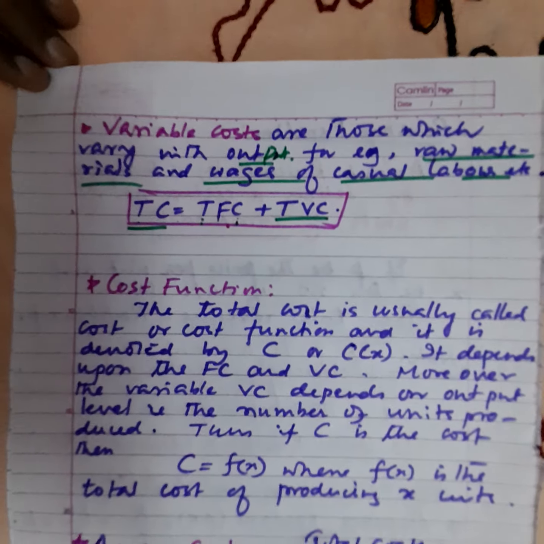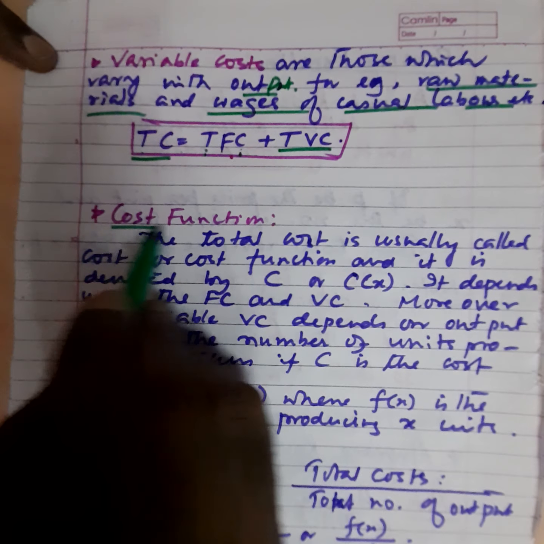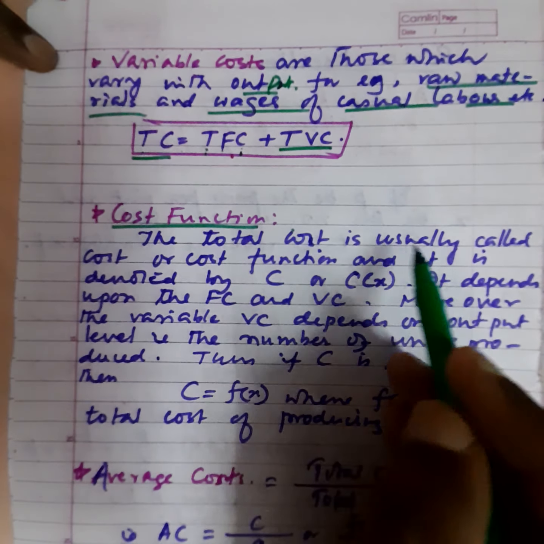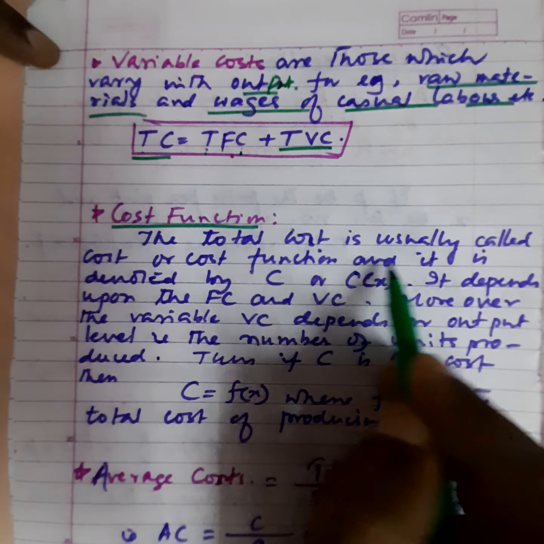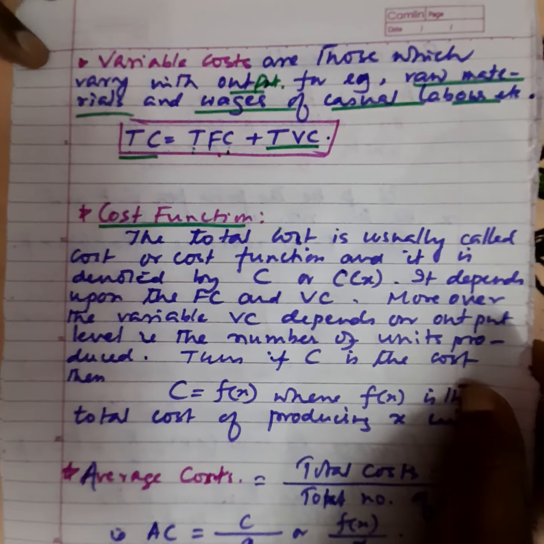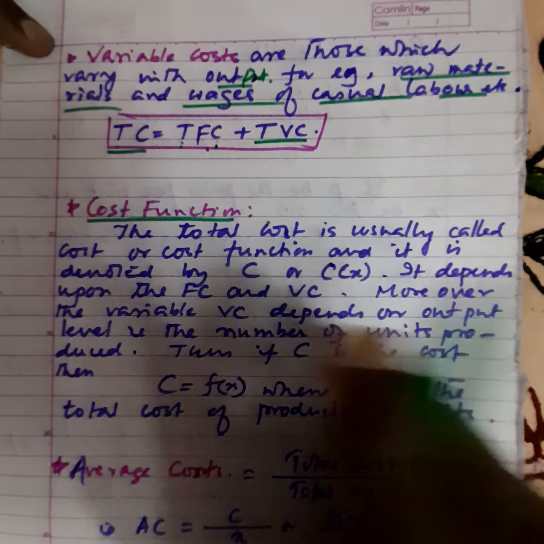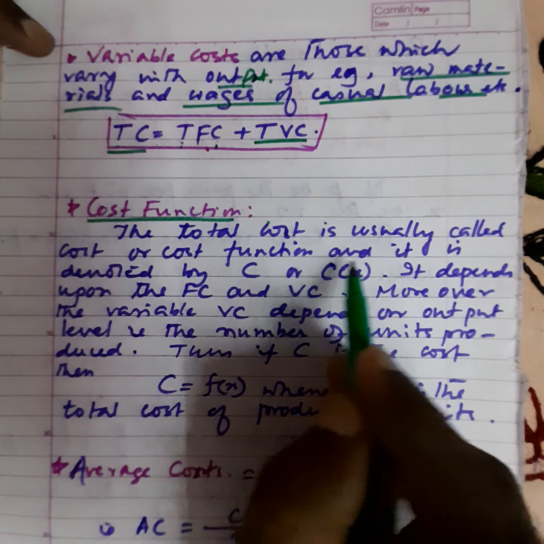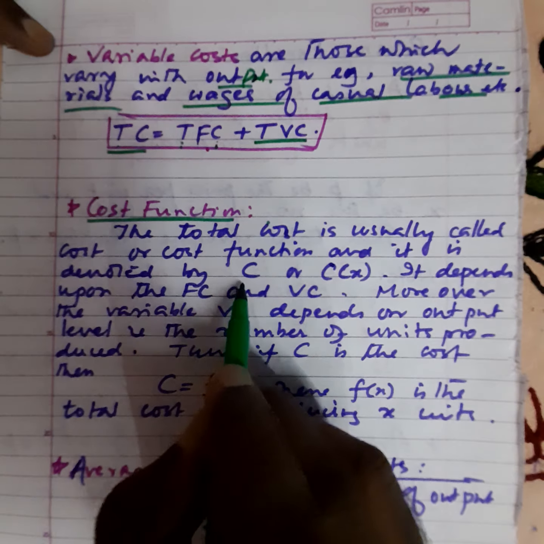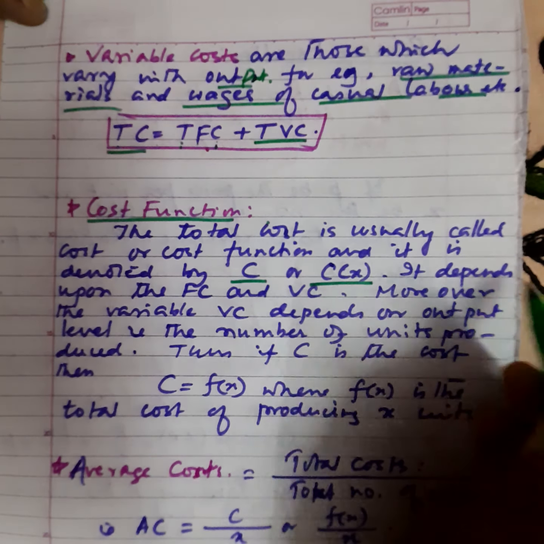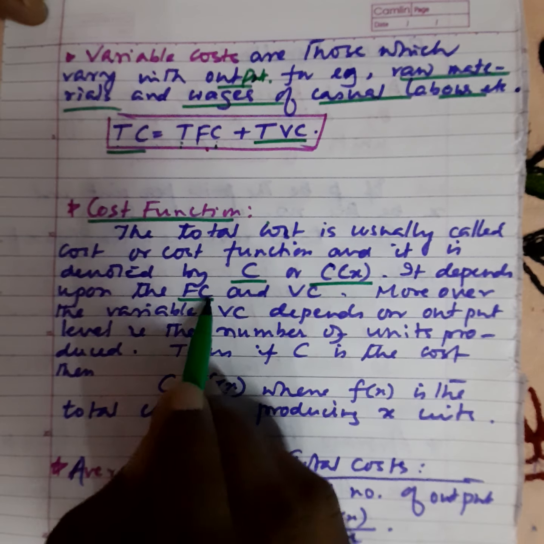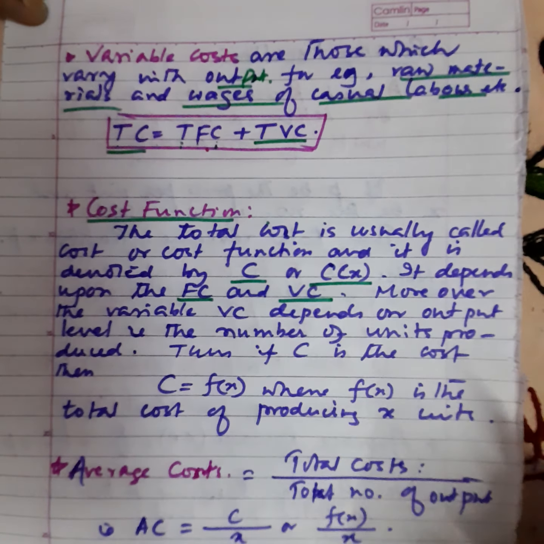Clear? Cost function. Now what is a cost function? The total cost is usually called the cost or cost function, and it is denoted by C or C(x). It depends upon the fixed cost and variable cost.